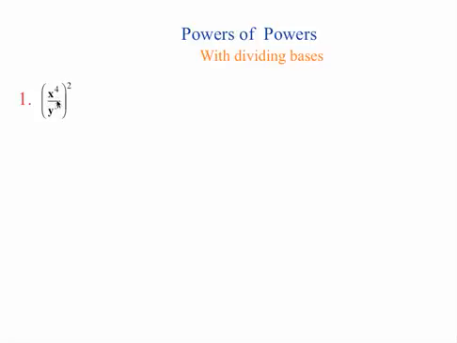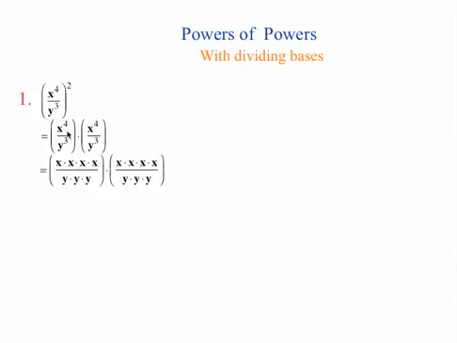So we have x to the 4 divided by y to the power of 3, and this is all to the power of 2. Let's see what happens here. That means x to the 4 divided by y to the 3 times x to the 4 divided by y to the 3. The exponent 2 means you're multiplying it by itself. Before we actually get to the multiplying, the x to the 4 is x times x times x times x, 4 x's multiplying each other. The y to the 3, we have 3 y's multiplying each other. And that is multiplying itself again.